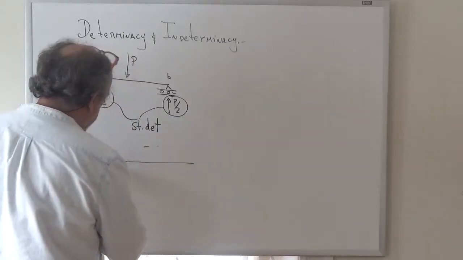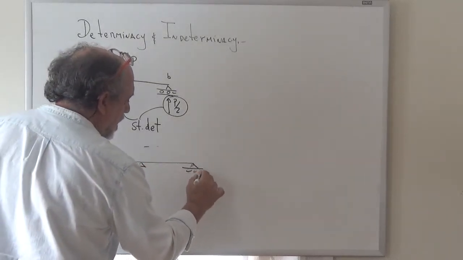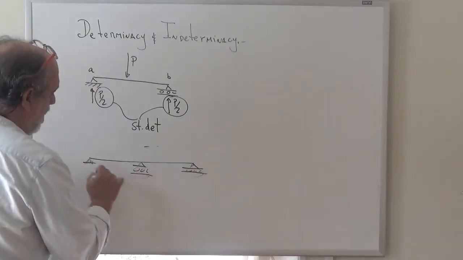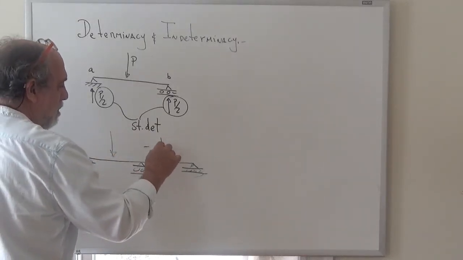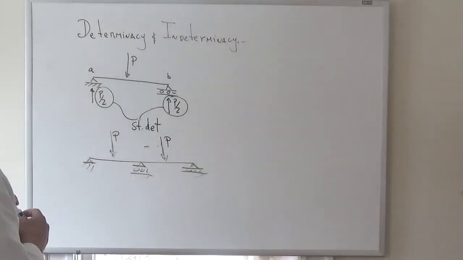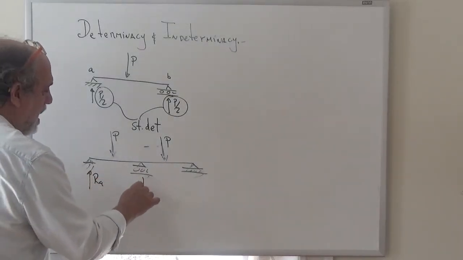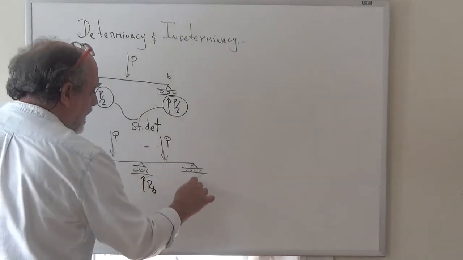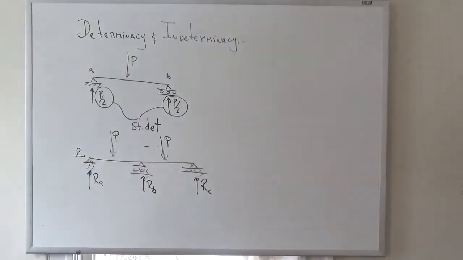I take the beam, I put 3 supports, a roller here, a roller here, and a pin here, and I put 2 loads, both in the middle of each span, both equal to P. Now, if I ask what is the reaction at A, the reaction at B, and the reaction at C, it turns out that you cannot calculate them exclusively from statics.